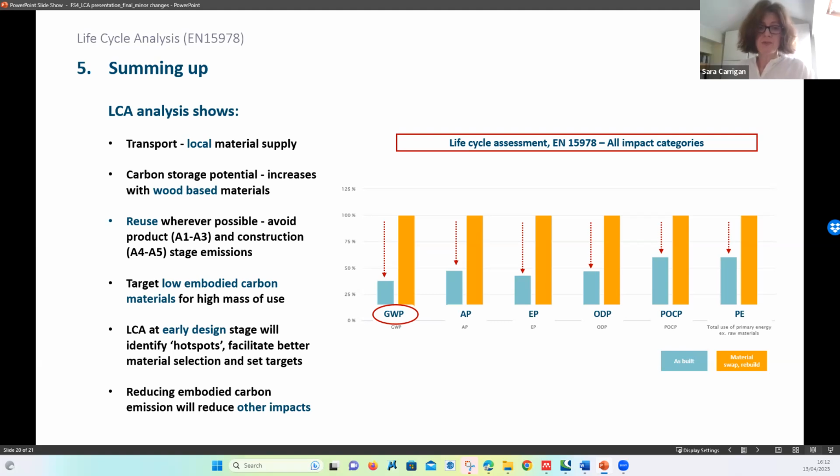And as the table shows, when considering the as-built cottage in blue against the version with the material swap out and rebuild in orange, we can see that the measures we take to reduce carbon emissions will also have a positive impact on all the other environmental indicators too.